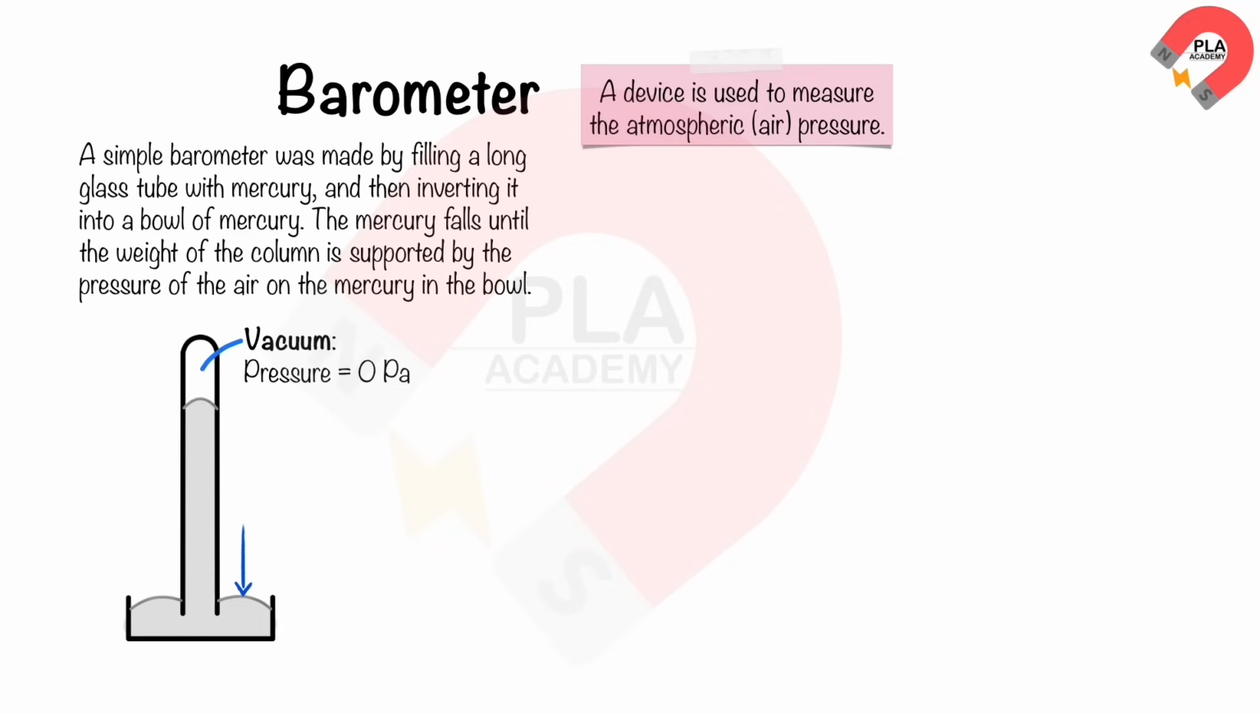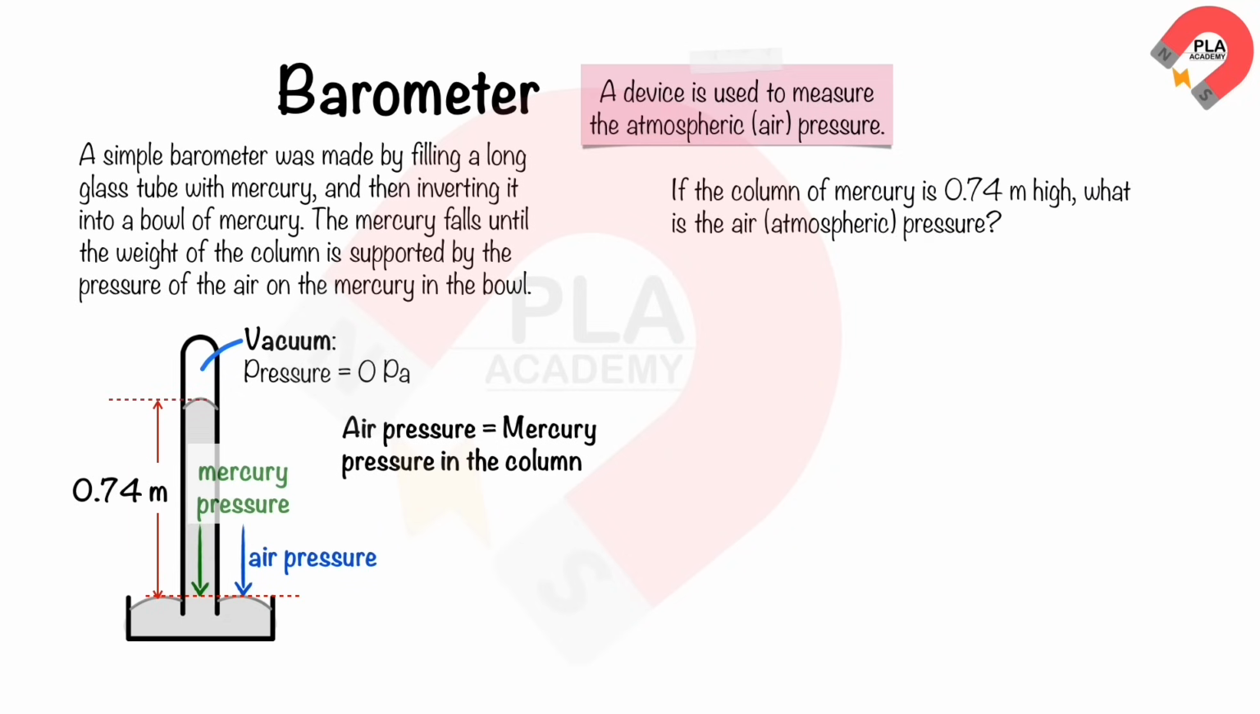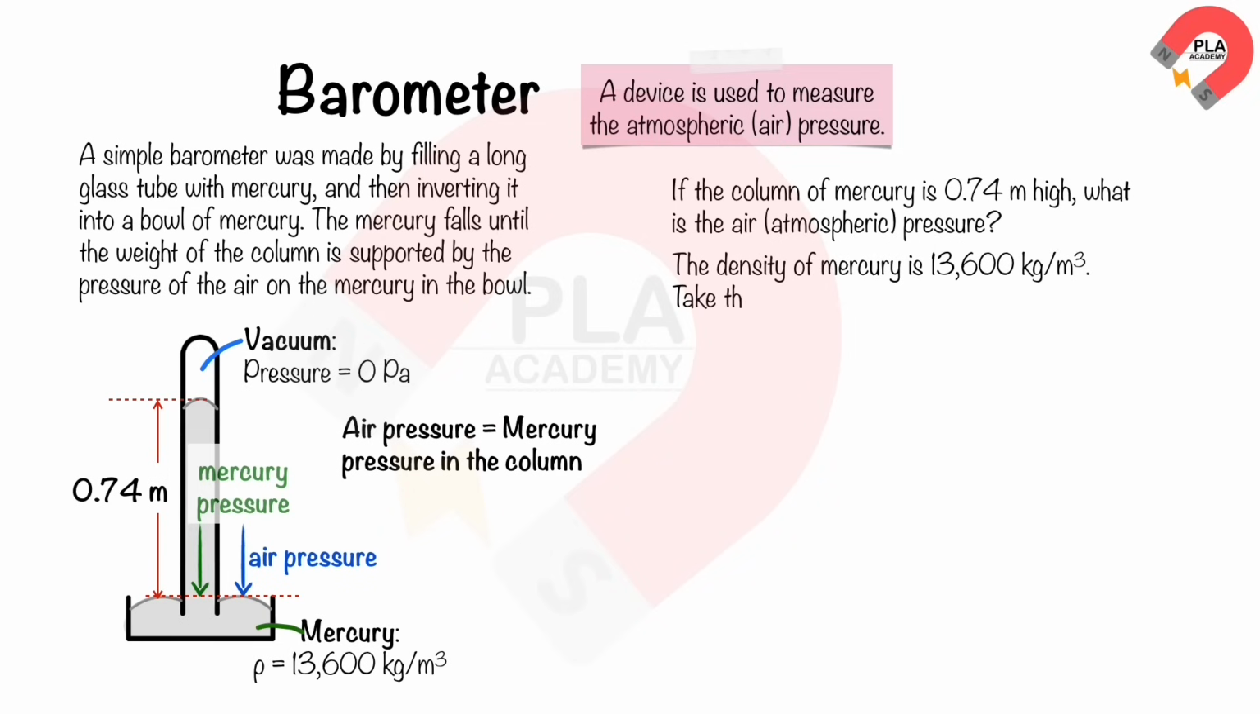As a result, the air pressure outside the tube acts on the mercury surface, pushing it up the tube to a height that balances the weight of the mercury column. So, the air pressure acts on the surface of mercury to equal the mercury pressure in the column at the same level. If the column of mercury is 0.74 meters high, what is the air pressure? The density of mercury is 13,600 kg per cubic meter. Take the gravitational field strength as 9.8 newtons per kilogram.